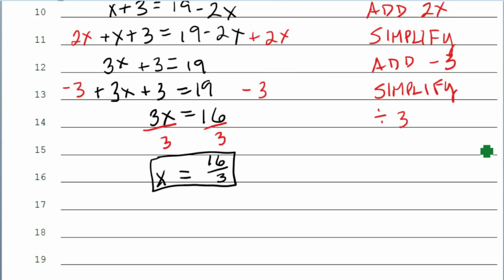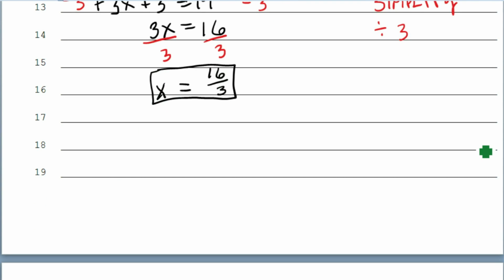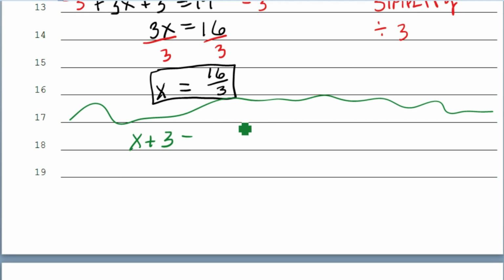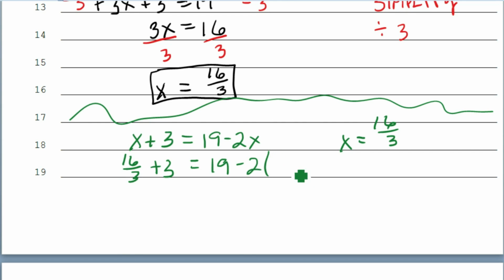And you have to check. So you have your original equation, x plus 3 equals 19 minus 2x, and we say x equals 16 over 3. So you just plug in the 16 over 3 where an x is. 16 over 3 plus 3 equals 19 minus 2 times 16 over 3.